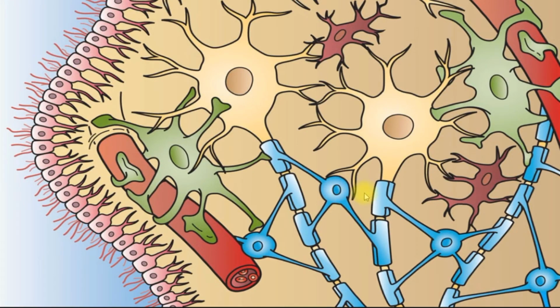So there are kinds of glia: astrocytes, oligodendrocytes, which form myelin. Also, there are ependymal cells.